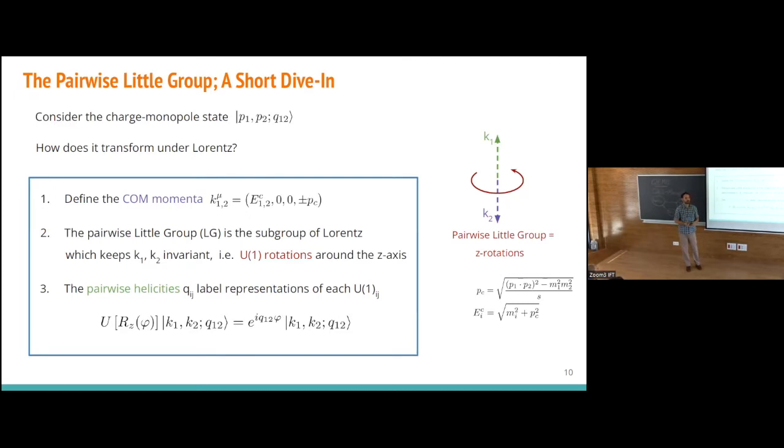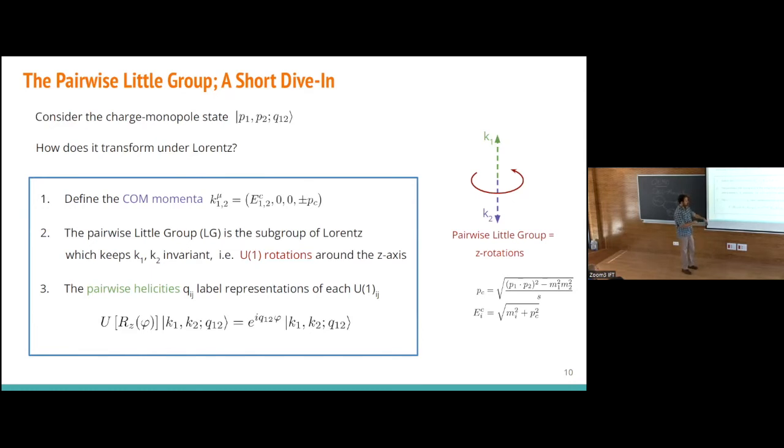So this is a U1. Note already that these can be massive particles. Usually we think of the little group of massive particles as absolute free rotations in the center of mass of the single particle. But once you have two and you have to stabilize two momenta, these are just U1 rotations. So that already explains why there are helicities associated with pairs of potentially massive particles.